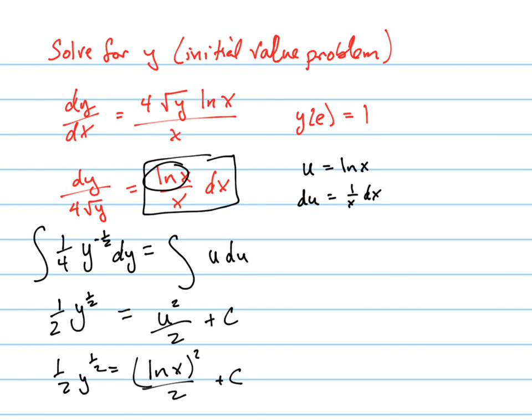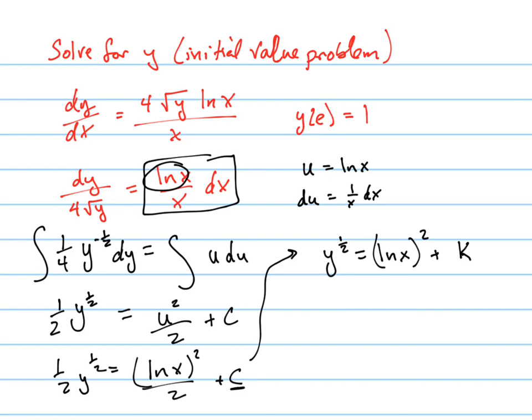So there's my equation. Now I'm going to multiply both sides by 2 just to clear the fraction. That would just make it a little bit easier. So I get y to the 1/2 power, or the square root of y, equals (ln x) squared plus some new constant. I'll call it k. Doesn't really matter. I could still call it c, but it's not the same c because I multiplied it by 2. But it's still some constant.